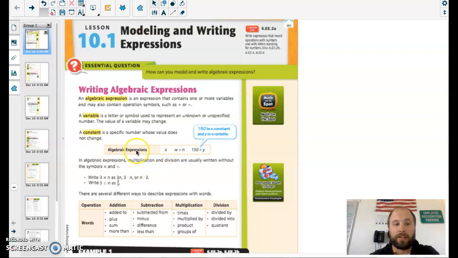An example of an algebraic expression is you can have just x, you could have w plus n, both variables, but a constant would be like 150 plus a variable y. A constant never changes. y is an unknown, also known as a variable. In an algebraic expression, multiplication and division are usually written without the symbols x and division. A lot of times multiplication is a dot, or it can be parentheses, as we talked about. Division is written almost like a fraction. We know that a line in a fraction means divide, right? So 3 divided by n is 3 over n, like you see there.